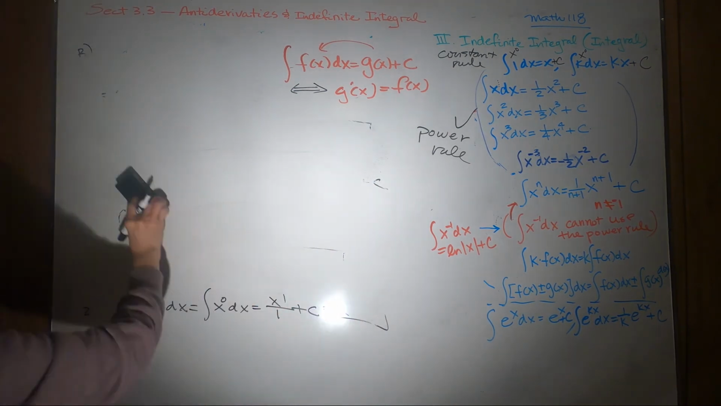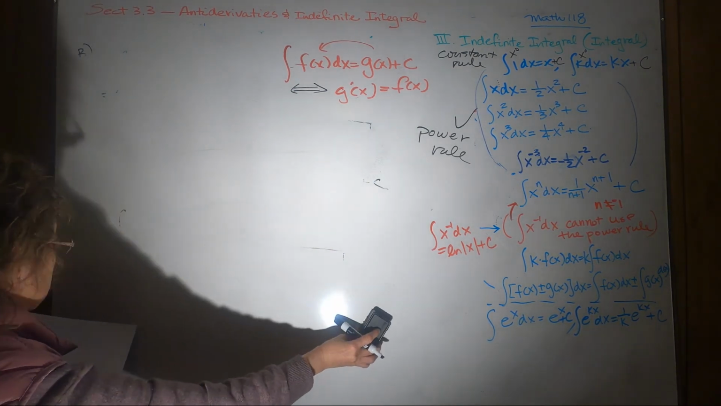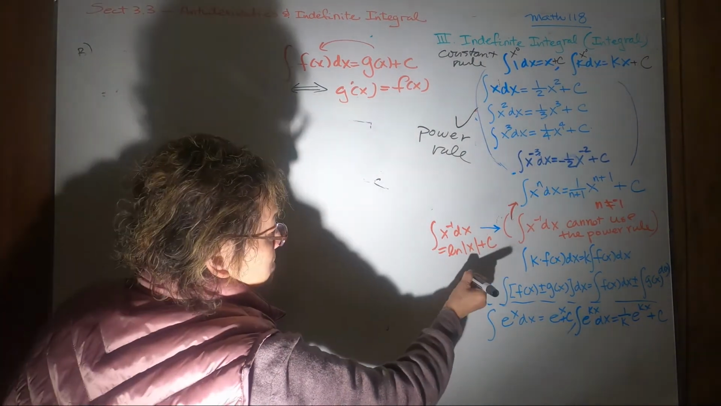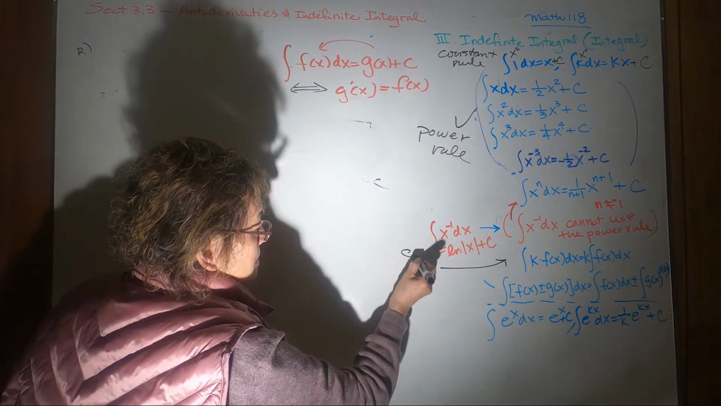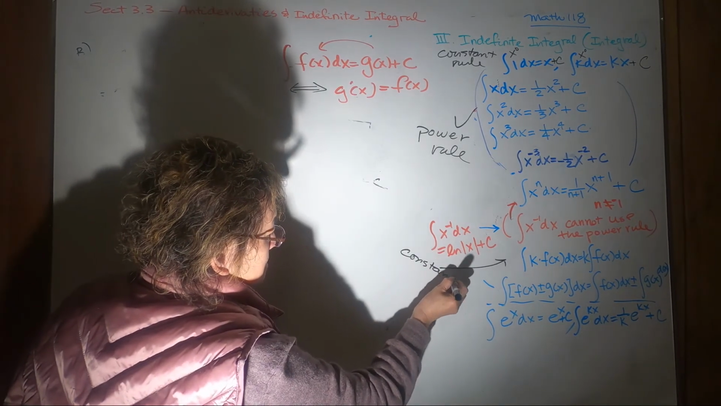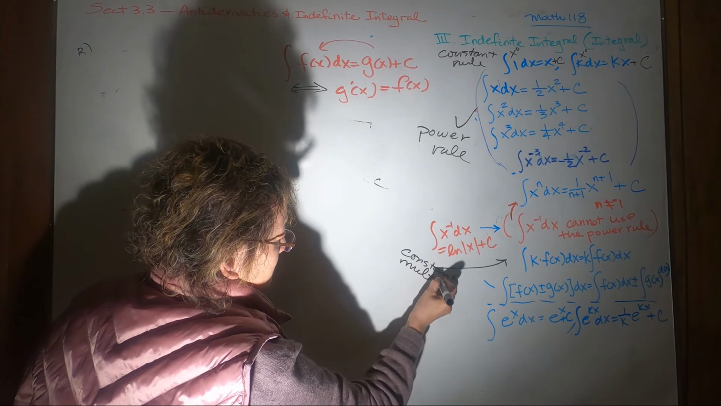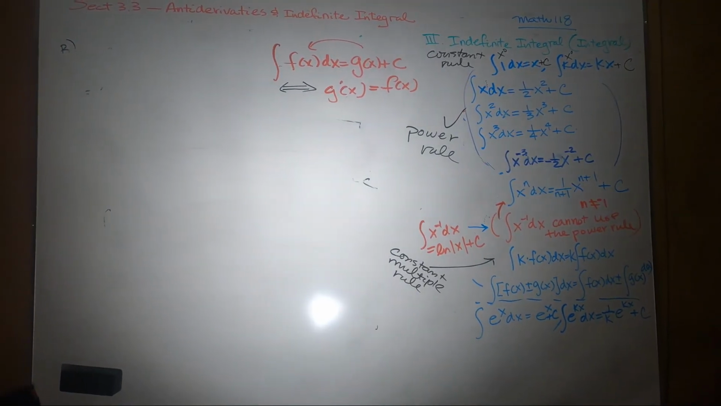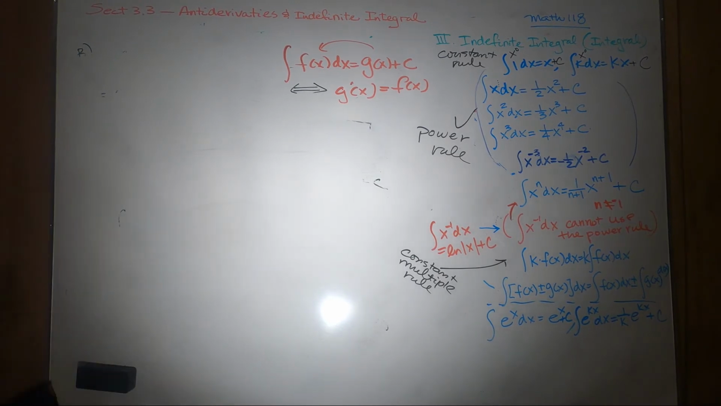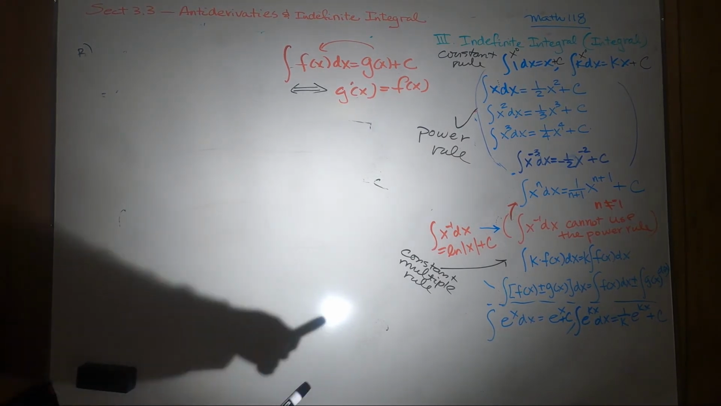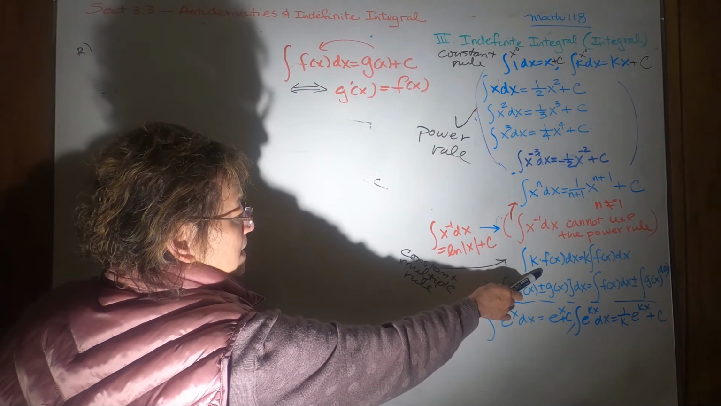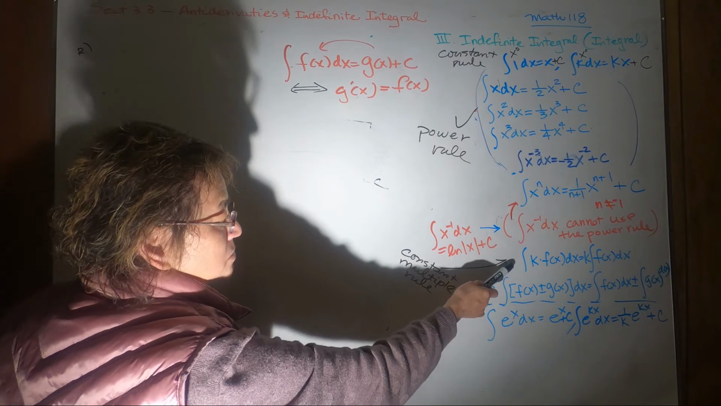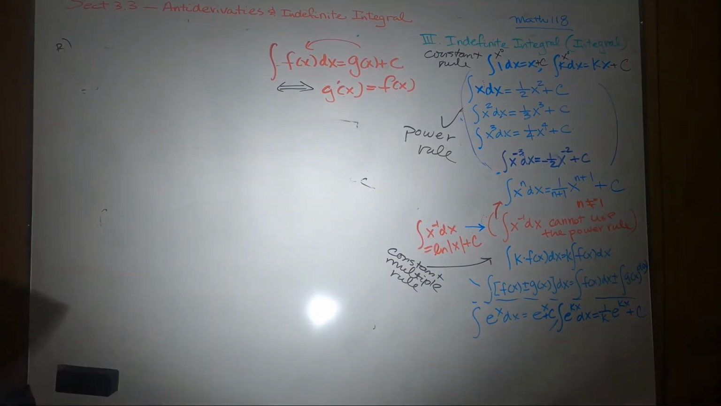Then let's do the constant multiple rule. What it says is if I do an antiderivative and I have a constant there, I can just move the constant outside, then do the antiderivative for the function.